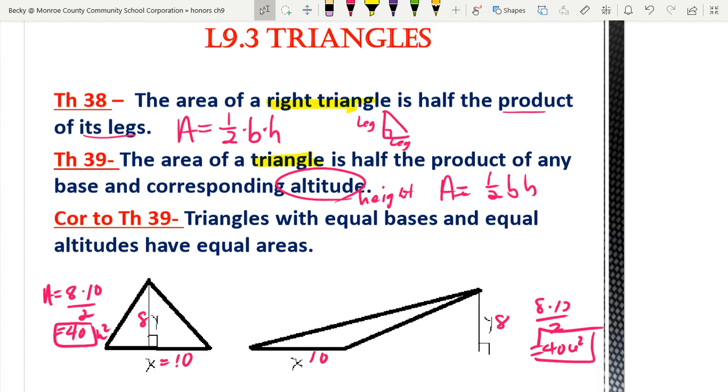And lastly, we have the corollary to 39, which says if you have triangles with equal bases and equal altitudes, then they have equal areas, which of course they do. It is kind of cool though to see how they look so different and they have the same areas. So I just threw some numbers in here. Both have bases of 10, both have heights of 8, both have the same areas of 40.